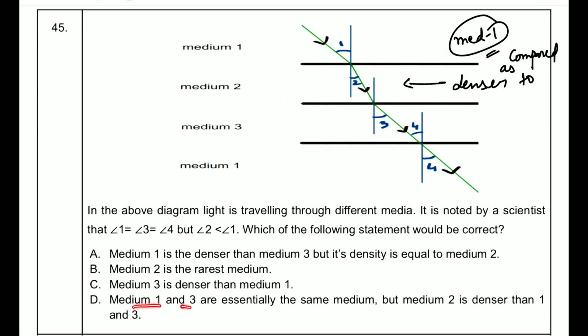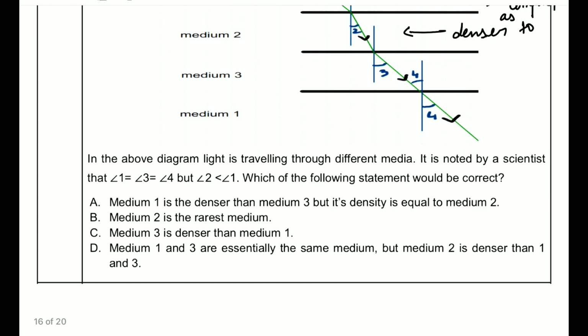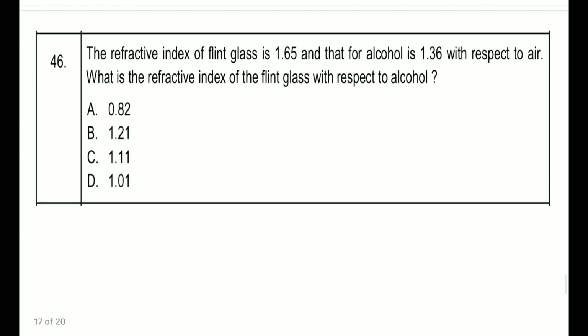Option D, medium 1 and medium 3 are essentially the same medium, but medium 2 is denser than 1 and 3. Yes, correct. Medium 2 is actually denser than medium 1 and medium 3. So this option is correct. You can write option D is the correct option. I hope that is understandable. Okay, let's move forward.